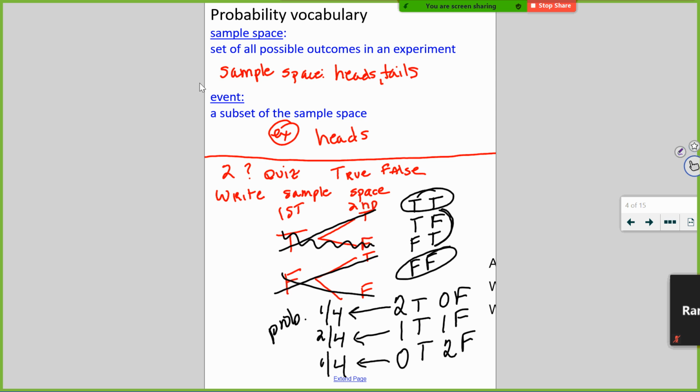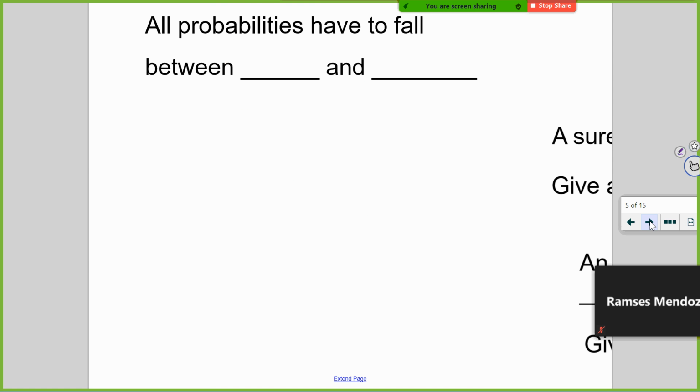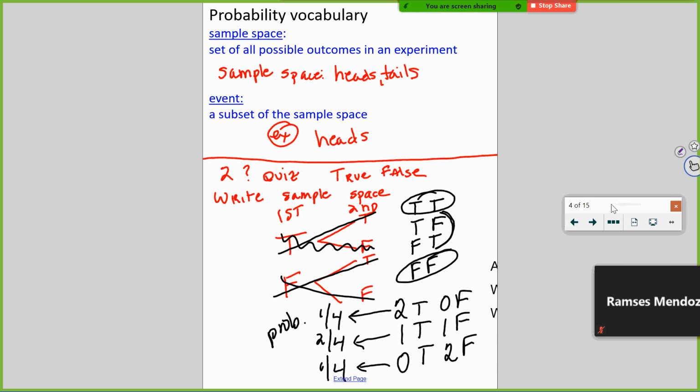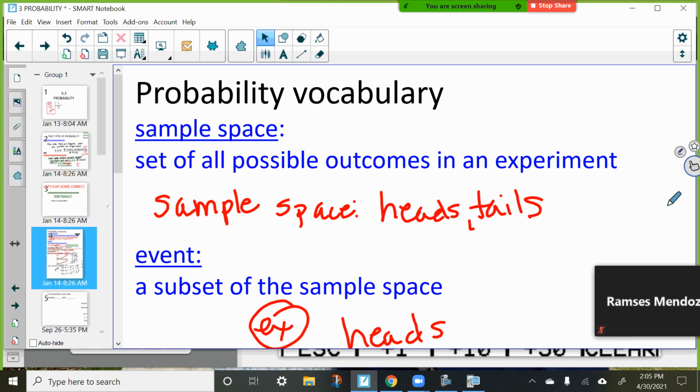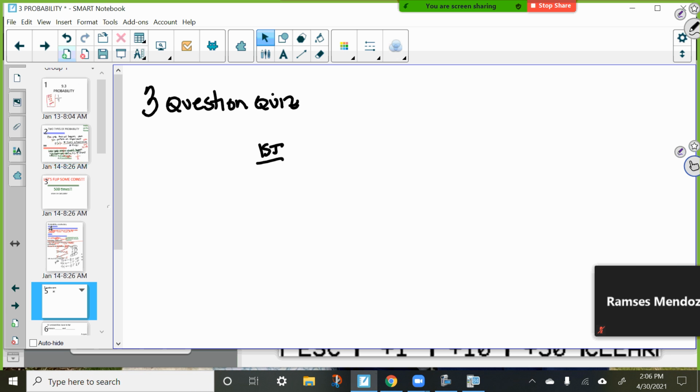So what I want you to do is write one up for 3 questions. Alright? So I don't know if it's on my next slide or I need a blank slide. Nope, I need a blank slide. Okay? So I want us to write one for a 3-question quiz. So you're going to have the first question, the second question, the third question.